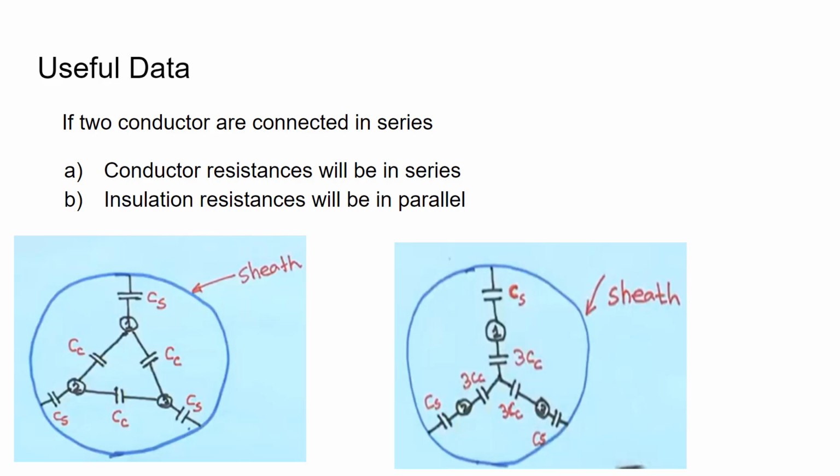So if two conductors are connected in series, the same current will flow through the two conductors, right? So the core resistances can add up. Similarly, voltage between the core and the sheath is the same for all the conductors. So sheath resistances are connected in parallel, meaning insulation resistances are in parallel. So using this information, let us solve the problem.